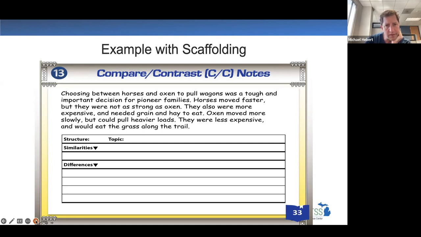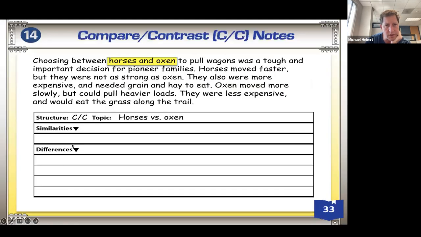I think that in this case, there's a comparison being made between horses and oxen. So I can highlight the horses and oxen here to show the kids, oh yeah, there's this choosing between horses and oxen. So there's the topic, right? The structure is going to be compare contrast here. And then I'm going to write in horses and oxen.